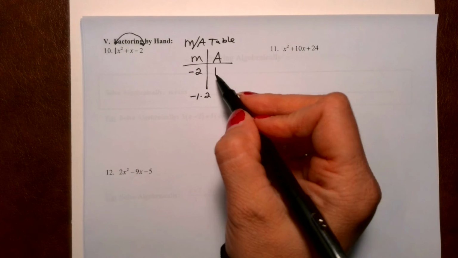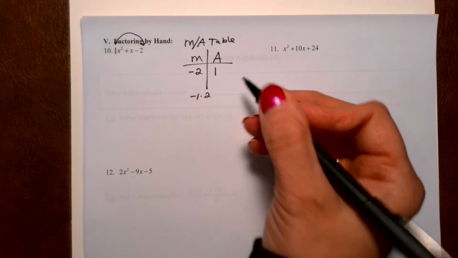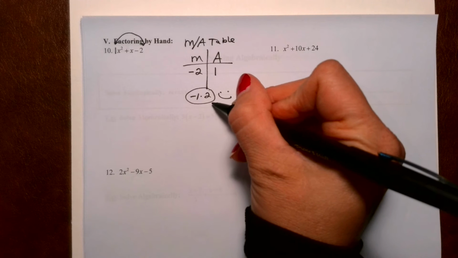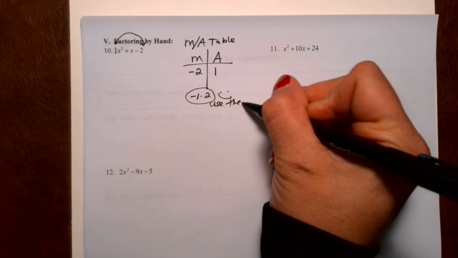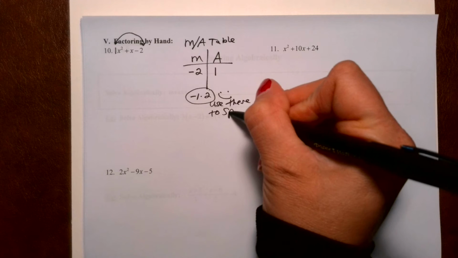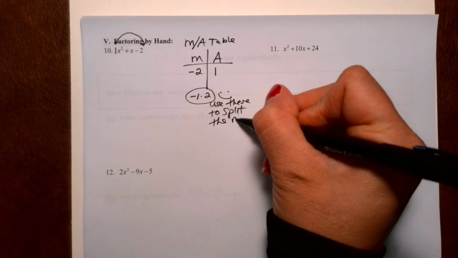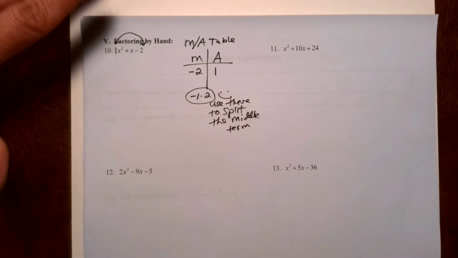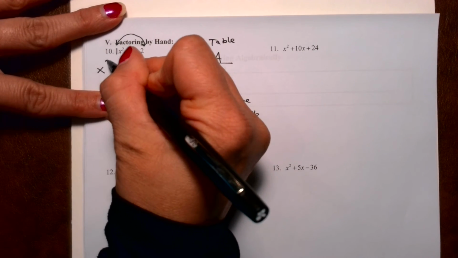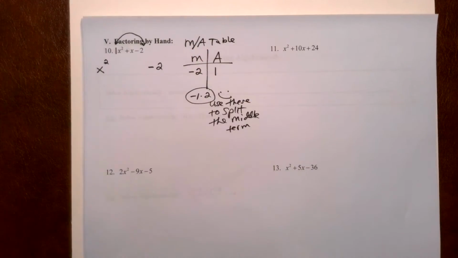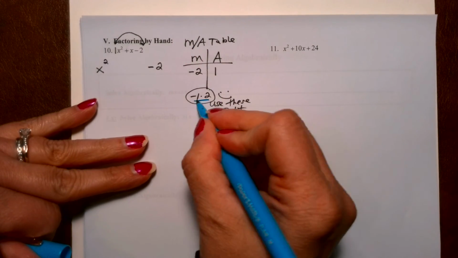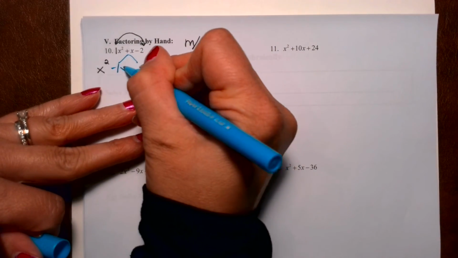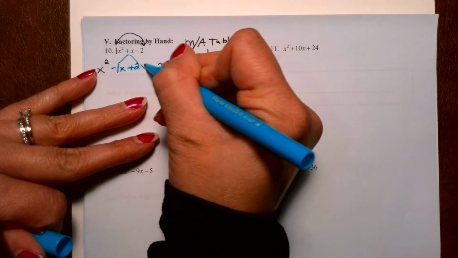Most of your time is going to be spent here trying to figure out the numbers. Once you have the numbers, what do we do with them? We use these to split the middle term. So we're going to come back over here. We're going to write down the first term. We're going to write down the last term. And we're going to use these numbers to split the middle term. So instead of plus x, I'm going to write -1x plus 2x.